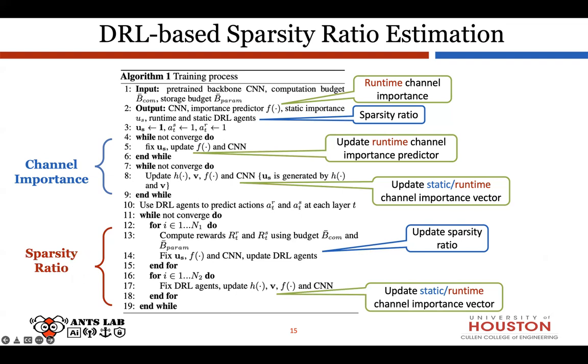Therefore, according to this training process, we will get the channel importance predictor or the channel importance vector. We can also get the sparsity ratio for the runtime scheme and the static scheme. And that is the training process of their method.